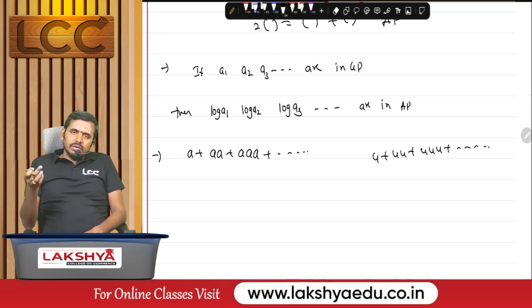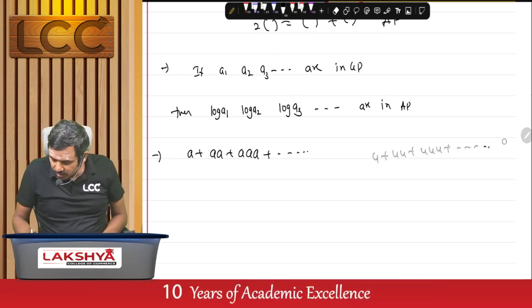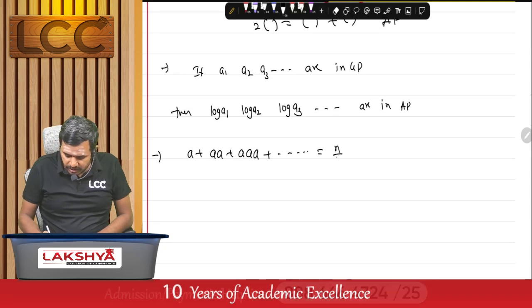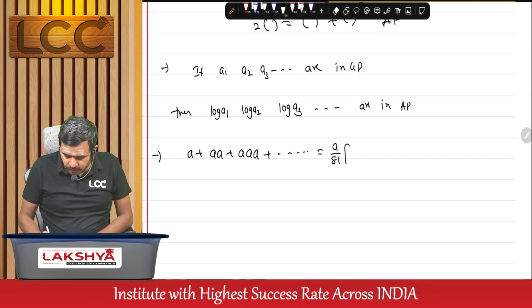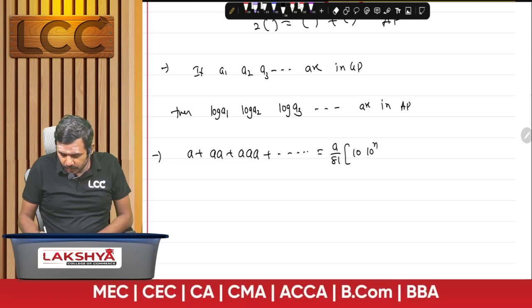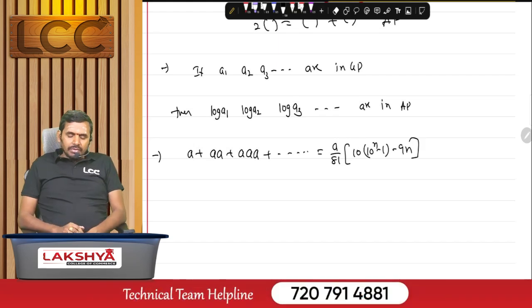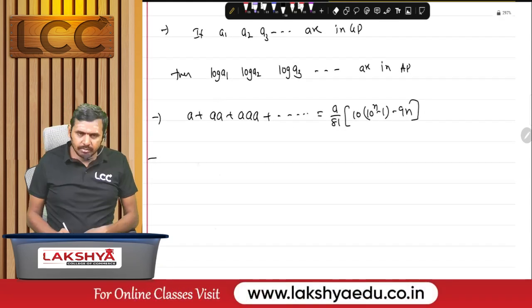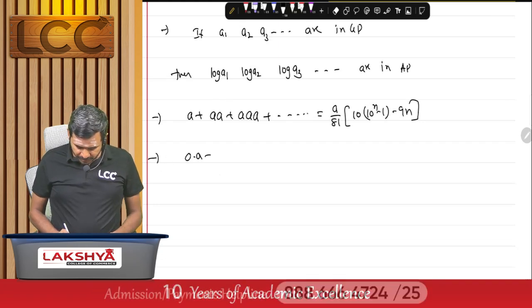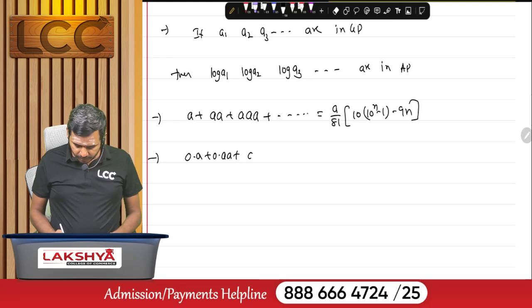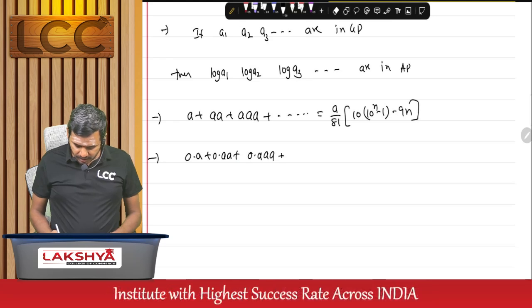Then how to find out the sum of all these numbers? See, it is equal to, just remember, a by 81 into 10 into (10 power n minus 1) minus 9n. Suppose one more format is like this: 0.a plus 0.aa plus 0.aaa and so on.